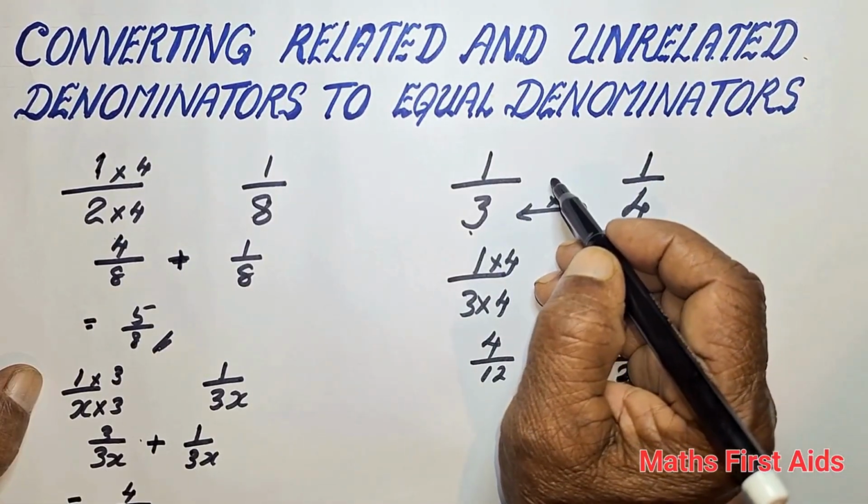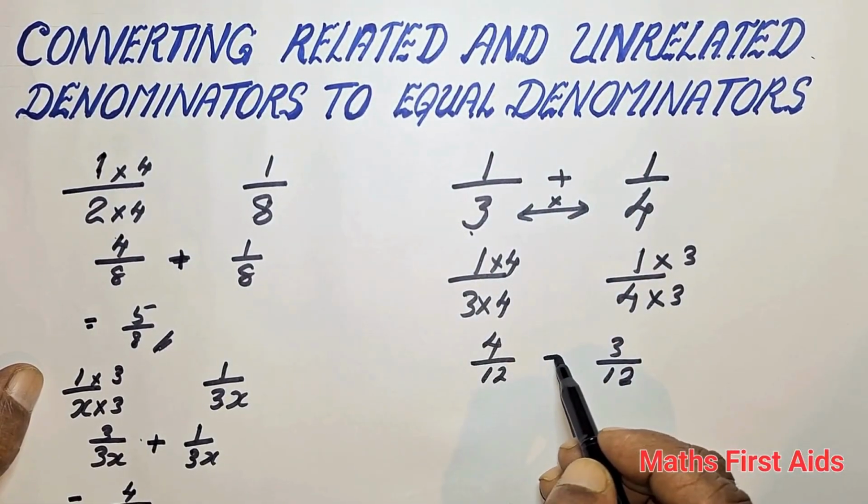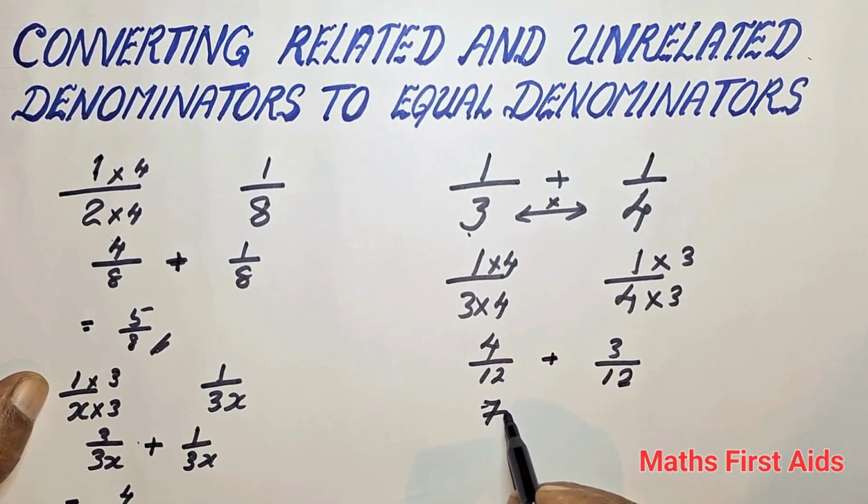Now if you are asked to add these two fractions, you can add these two and get 7 over 12.